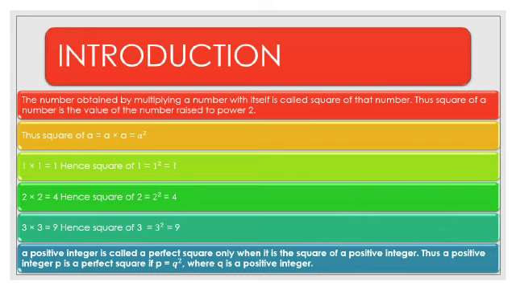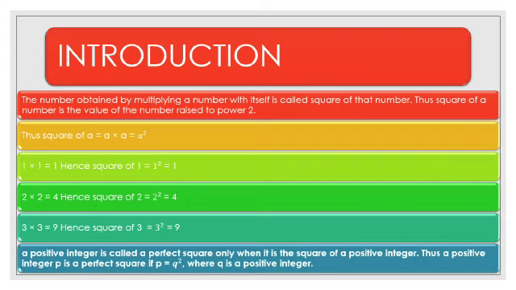1 into 1 equals 1, hence the square of 1 equals 1 squared equals 1. 2 into 2 equals 4, hence the square of 2 equals 2 squared equals 4. 3 into 3 equals 9, hence the square of 3 equals 3 squared equals 9.